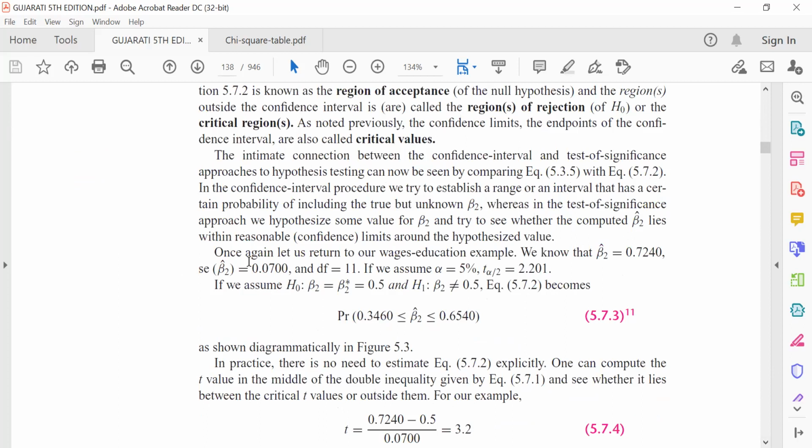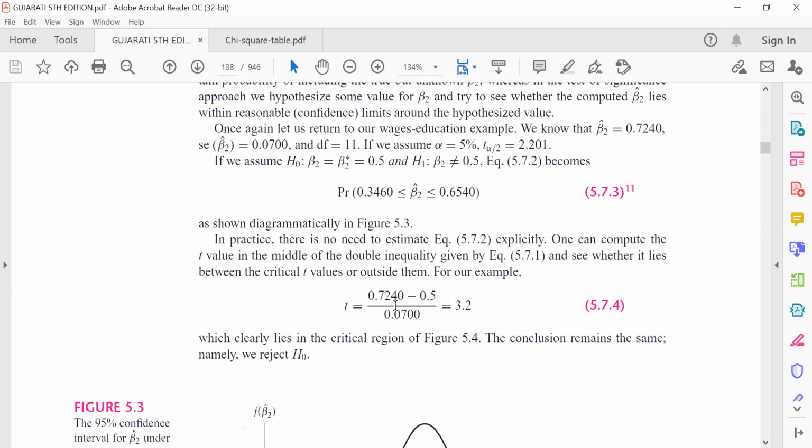Okay, here, once again, let us return to our wage education example. We have here beta 2 is 0.724 and the standard error is 0.07 and degrees of freedom is 11. We have the critical value of the t distribution 2.201 and we want to test whether beta 2 is equal to 0.5 or not. So we get here probabilities 0.346 and 0.654.